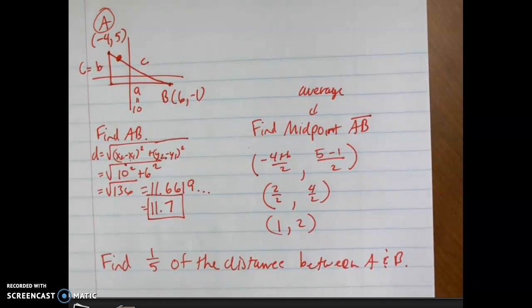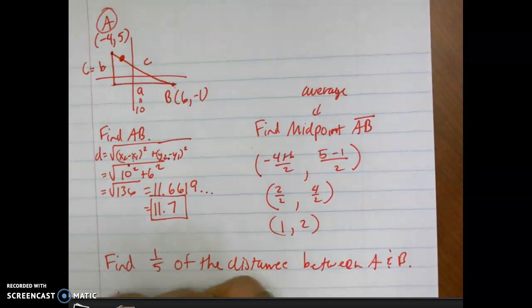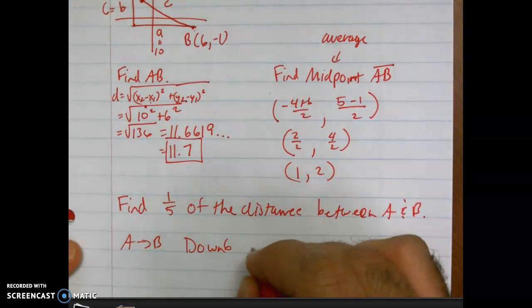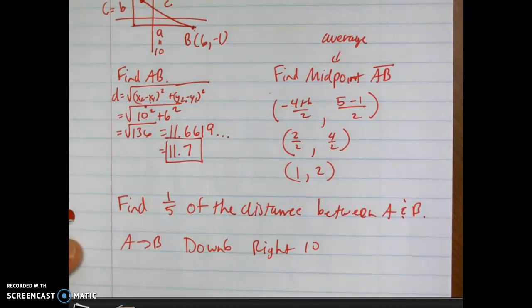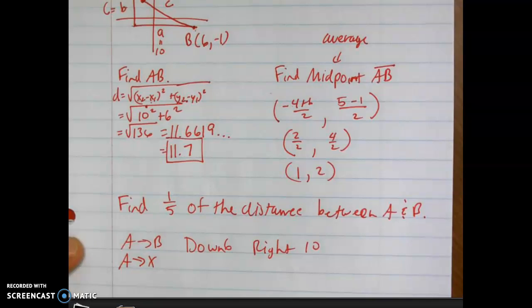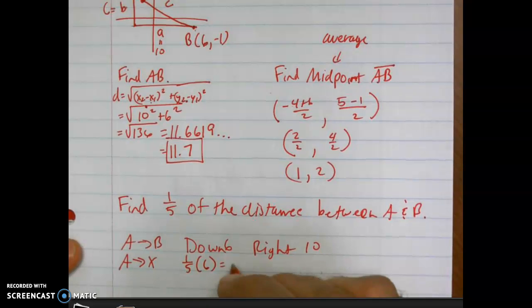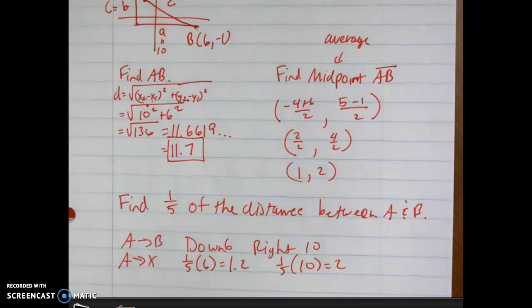Well, let's go back to our right triangle. I go down 6 and over 10. Okay? So from A to B, I move down 6 and right 10. Okay? If I want to go to this new point, let's call this point X. From A to X, I want to go down 1/5 as much. So down 1/5 times 6 would be 1.2. And right would be 1/5 times 10, which would be 2. So I'd go down 1.2 units, and I'd go right 2 units.